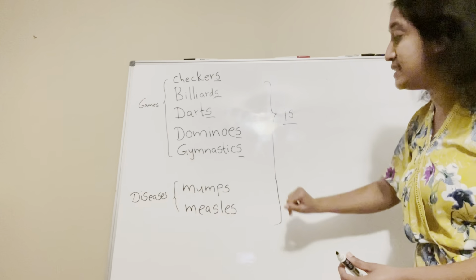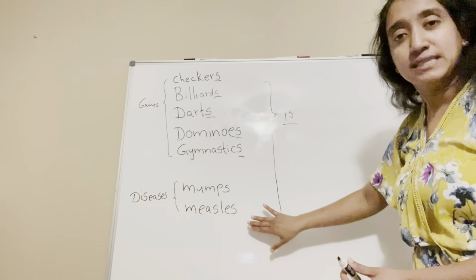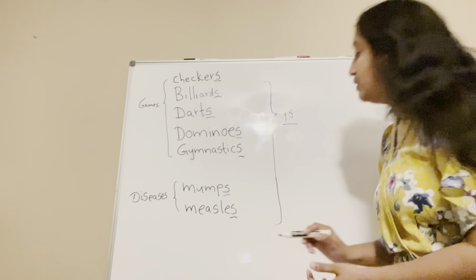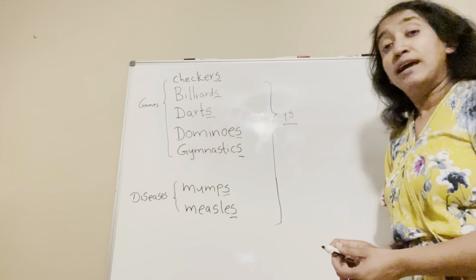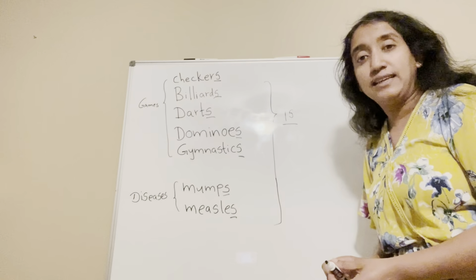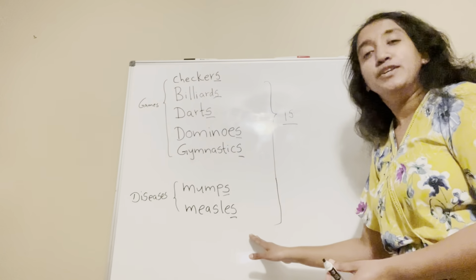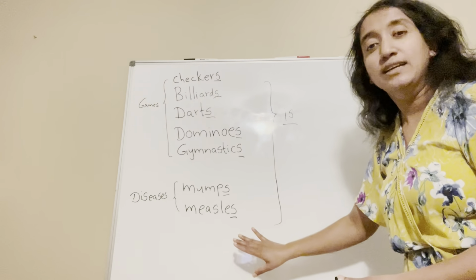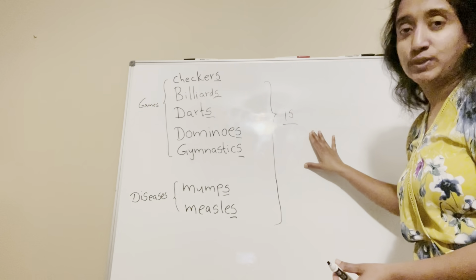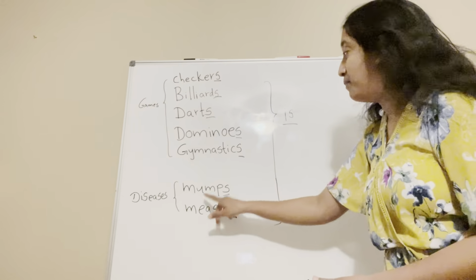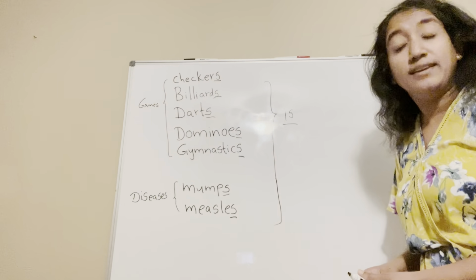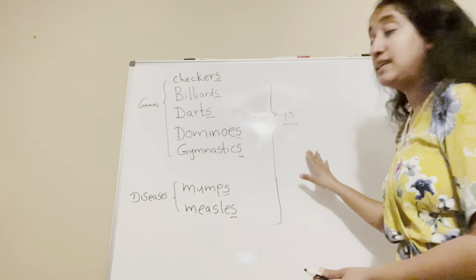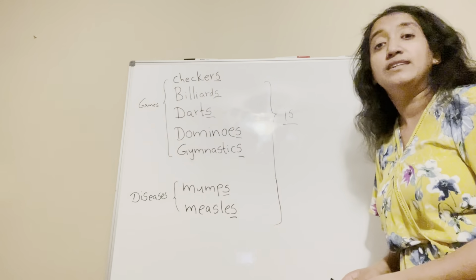Some diseases like mumps, measles, they also end with S. Mumps, measles. At first, children will think that they are plural. No, they are not plural words. They are singular words, and they go with is. Mumps is a very contagious disease. Measles is a painful disease.